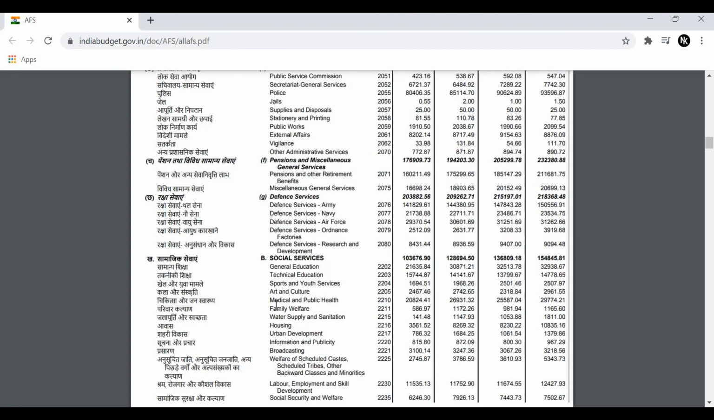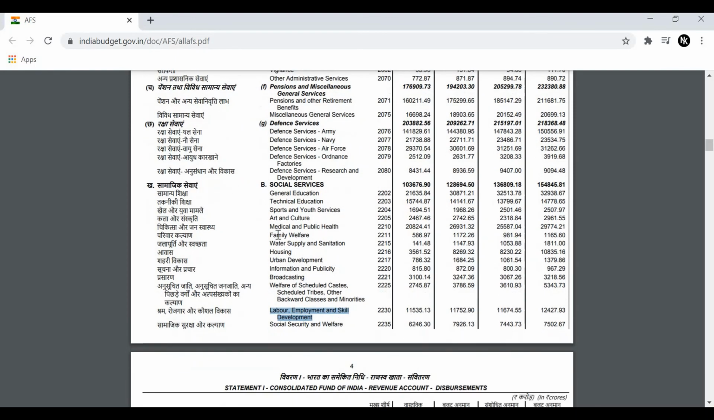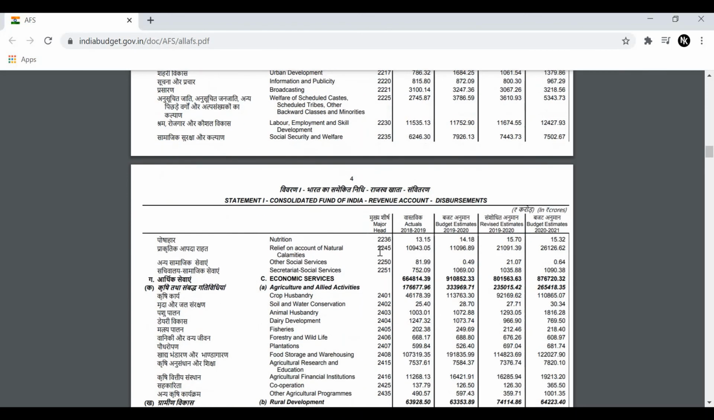We have to spend on general education. So this is where we kind of see our capital expenditure or our planned expenditure. We have to spend on education, sports and youth services, art and culture, medical and public health, water supply and sanitation, urban development, information and publicity, broadcasting, welfare of scheduled caste tribes, other backward classes and minorities, labor, employment. So obviously these are various different spendings for the benefit of, in this case, welfare of scheduled caste, we're spending 5,343 crores, which is great. All this money is going towards empowering them through different schemes or activities or programs.